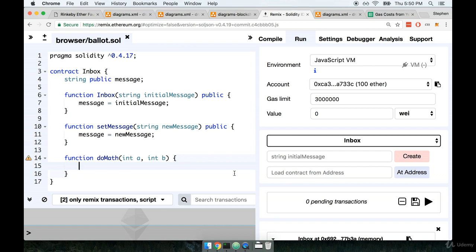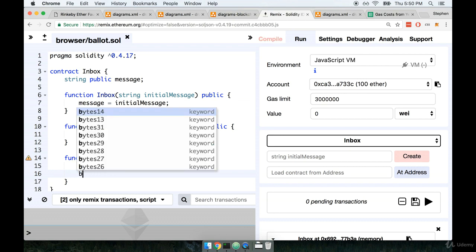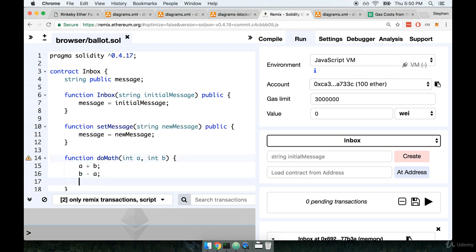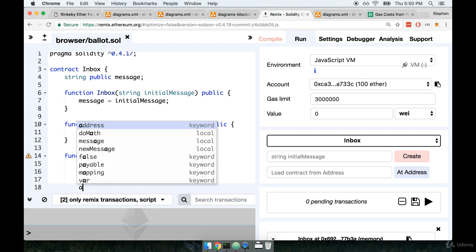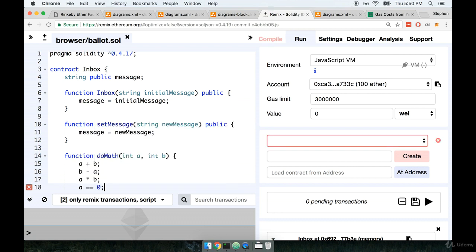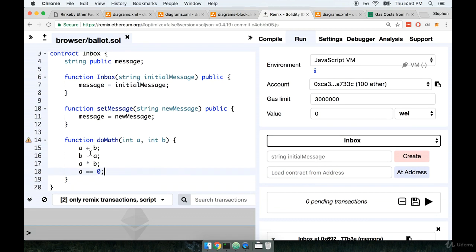Inside this function, I'm just going to do some arbitrary math operations. So I'm going to say a plus b. I'm not even going to try to assign this to any value or any variable. I'm just going to say a plus b. I'll do b minus a times b, and how about we'll say is a equal to 0. Okay, so not assigning these to anything, we're just doing the operation and nothing else. So I'm kind of curious now, what would it take to pay someone to run this code for us?